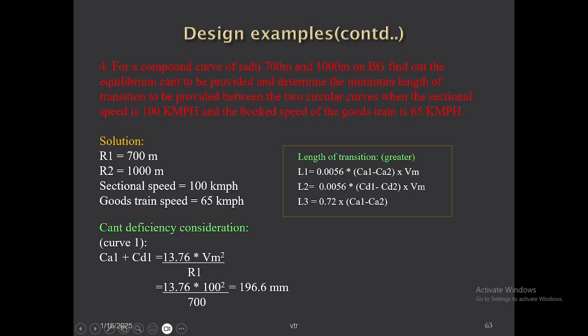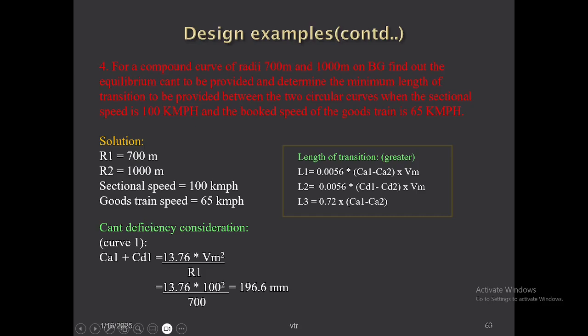But in this case, if we knew the cant actual of both curves, we could substitute directly here, fixing the cant deficiency. But the cant of both curves is not given in the problem. So in this case, to provide the minimum length of transition, we have to find out how much cant we have to provide for the first curve and the second curve. These are the things given in the problem.